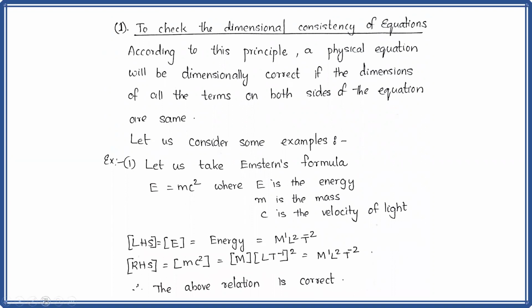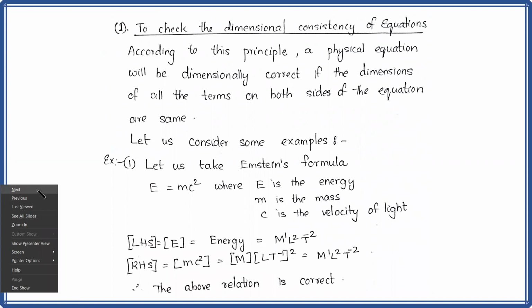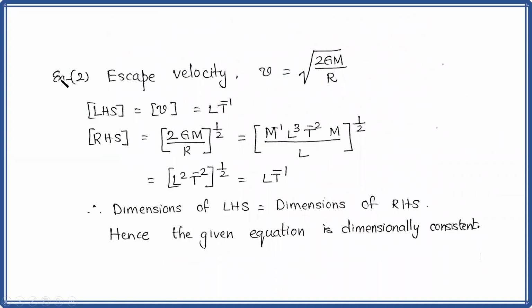Now we will take another example, Example 2. For the same application, I have taken another example. This is the escape velocity, v equals under root 2GM by r.